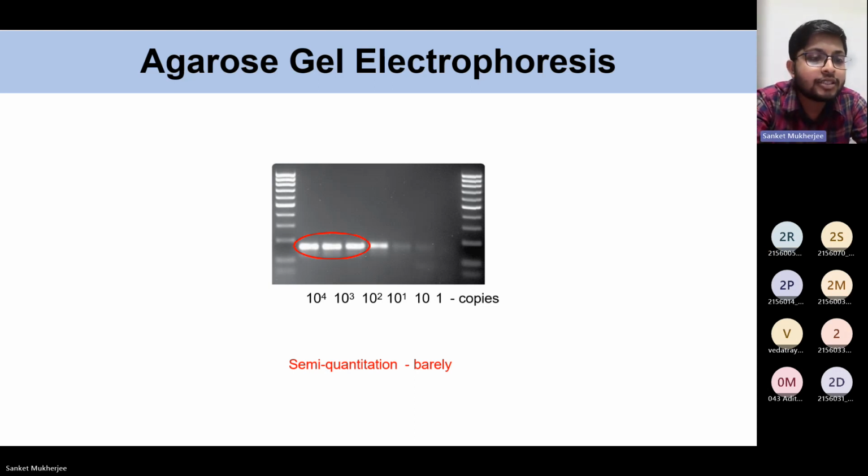Okay, so let's see. I was not aware of this. Usually it is taught in microbiology. This is a test tube. Let's say it has 10,000 microbes. You take 1 ml of this and add 99 ml media.